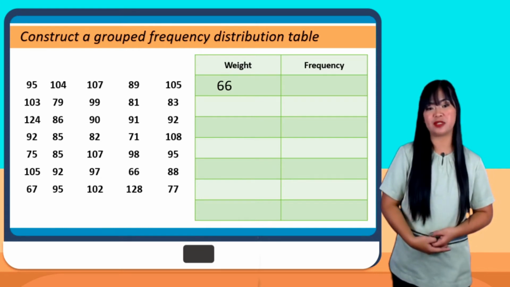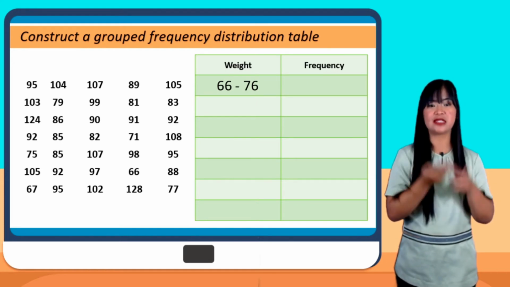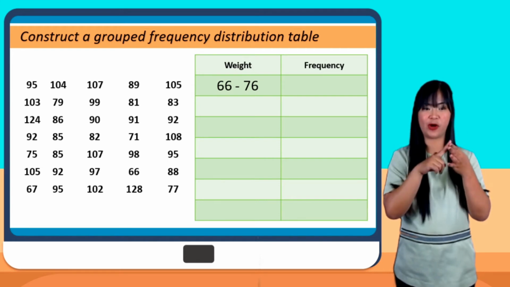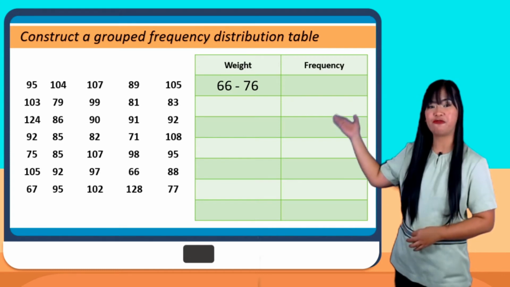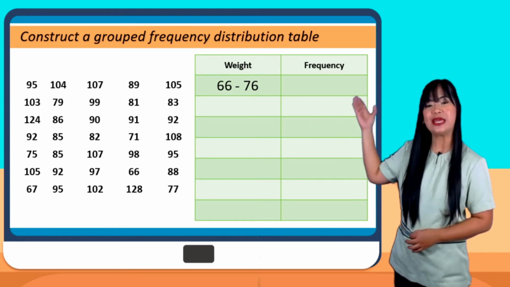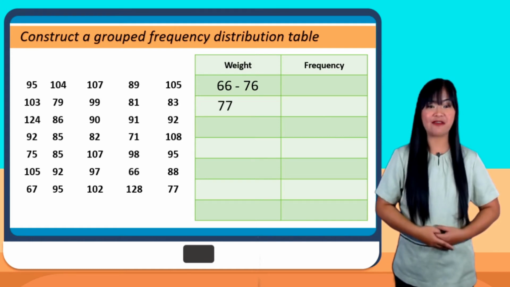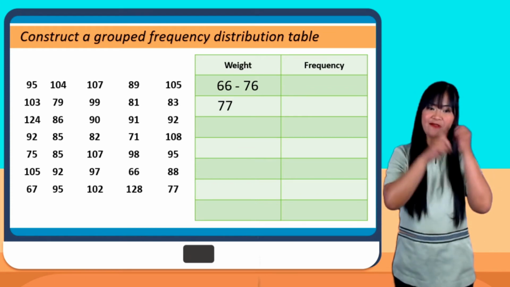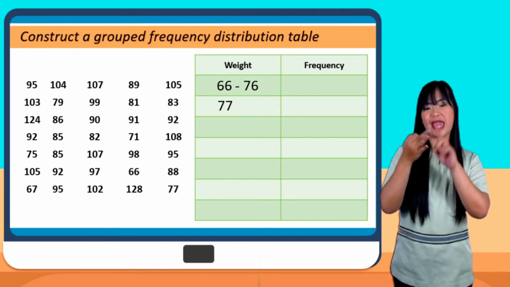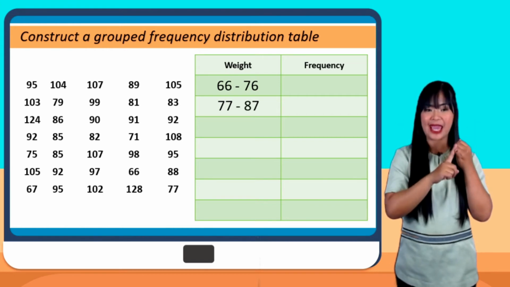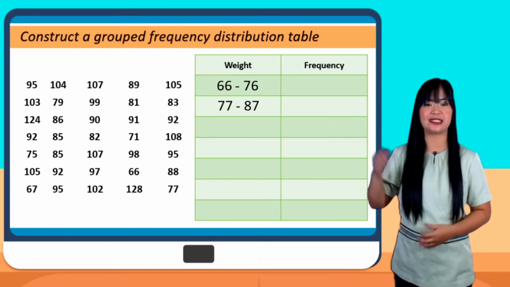So we start counting from the scores 66, 67, 68, 69, 70, 71, 72, 73, 74, 75, 76. Now, we have 11 scores for the first group, which is from 66 to 76. For the second group, we start at 77 and count 11. So we have 77, 78, 79, 80, 81, 82, 83, 84, 85, 86, 87. That will be our second group from 77 to 87.